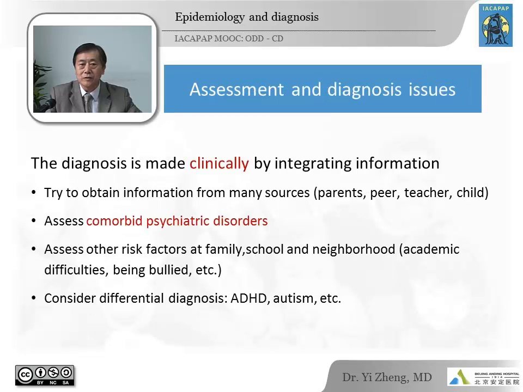The diagnosis is made clinically. When conducting interviews for ODD children, try to obtain information from as many sources as possible. Assess comorbid psychiatric disorders such as mood disorders, ADHD, and CD. Assess other risk factors at family, school, and neighborhood, for example, academic difficulties, being bullied, etc. Most importantly, before labeling a child as having ODD, consider different diagnoses: ADHD, autism, etc.